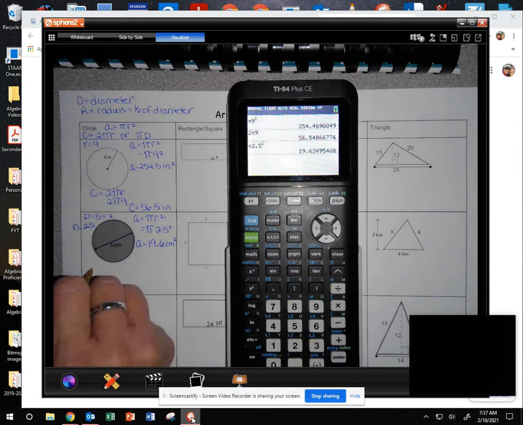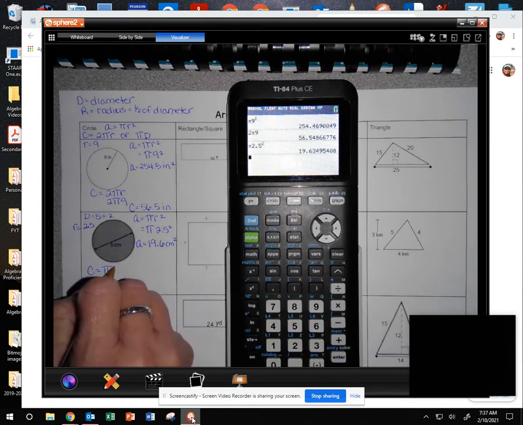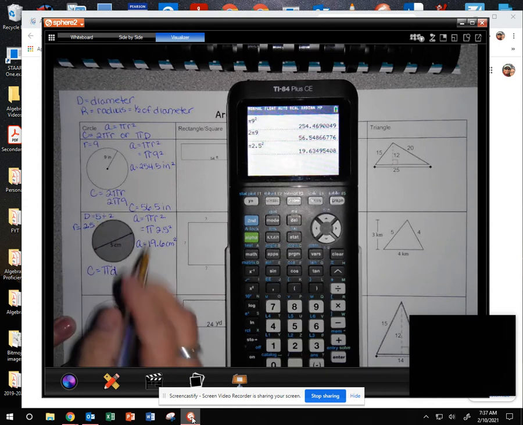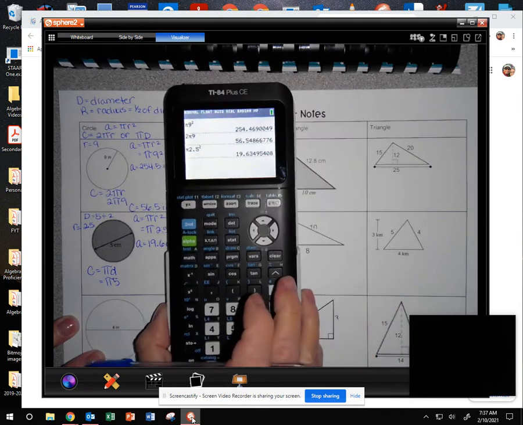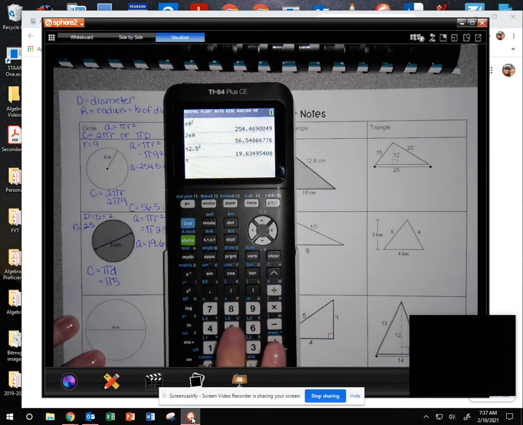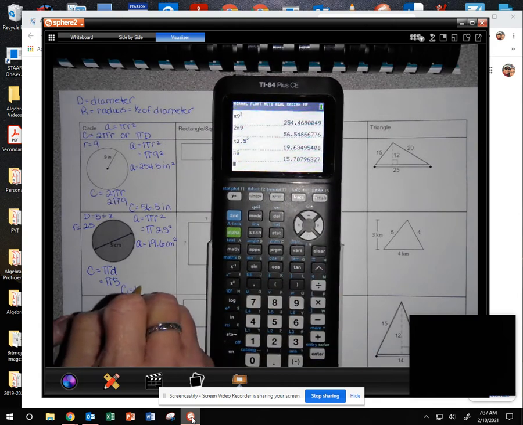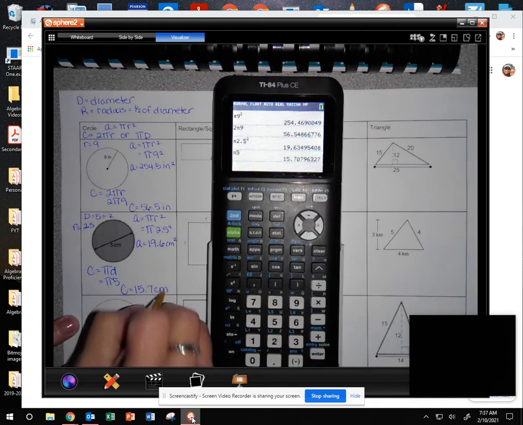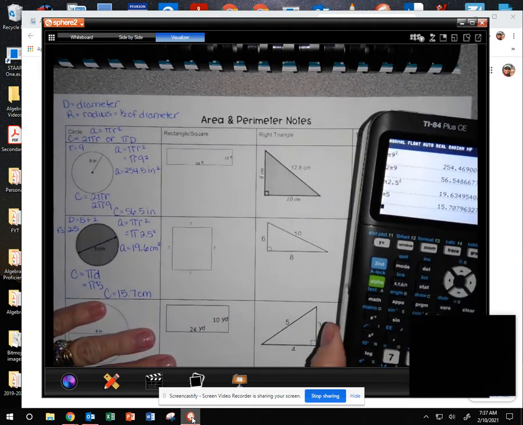Okay, so I'm going to find the circumference, and this time I'm going to use the formula pi d, and that is because I know the diameter. So I'm going to put pi 5, second pi, and then 5. So my circumference for this circle is 15.7 centimeters. Okay, now we're not going to do all of these problems. I'm going to show you a couple from each one just so you are familiar with them.